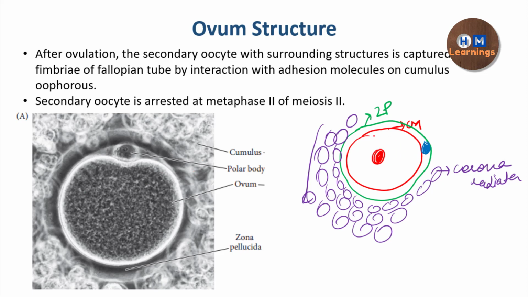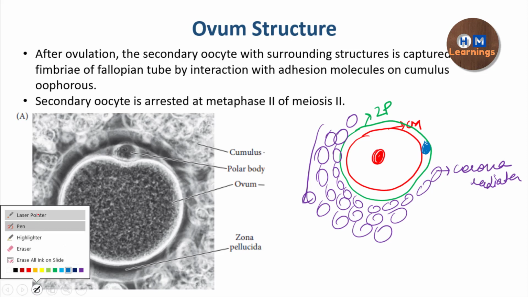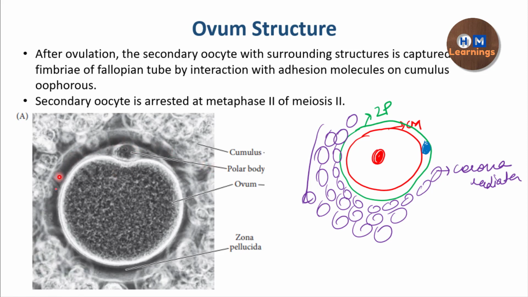So the ovum, or oocyte, has a lot of cytoplasm, whereas the first polar body has very minimal cytoplasm. Then again I will show with the help of a laser pointer. This is the zona pellucida, and outside is the cumulus oophorus.